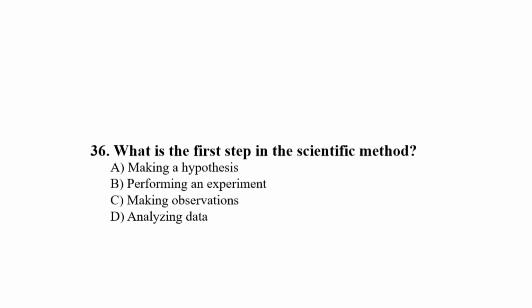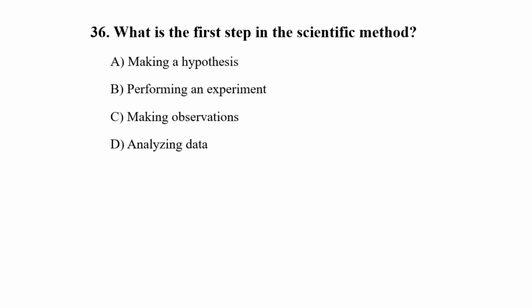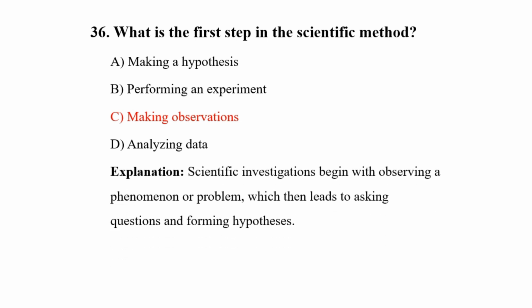Question number 36. What is the first step in the scientific method? A. Making a hypothesis. B. Performing an experiment. C. Making observations. D. Analyzing data. The answer will be making observations. Scientific investigations begin with observing a phenomenon or problem, which then leads to asking questions and forming hypotheses.